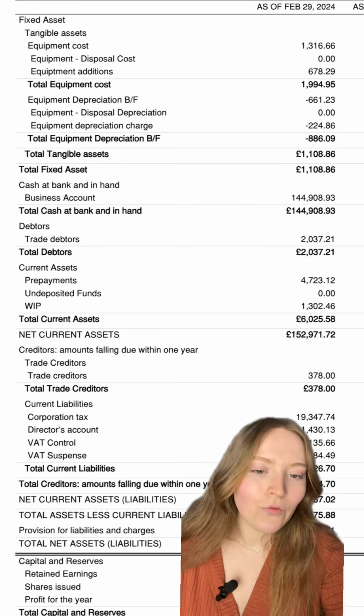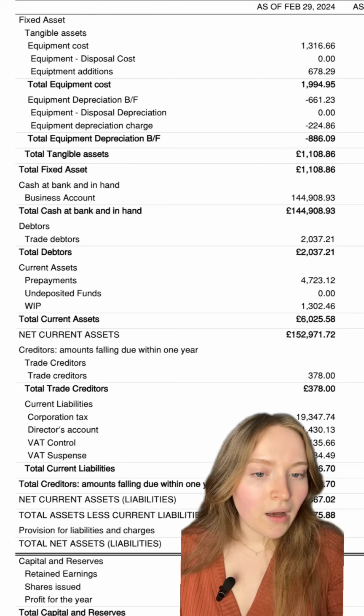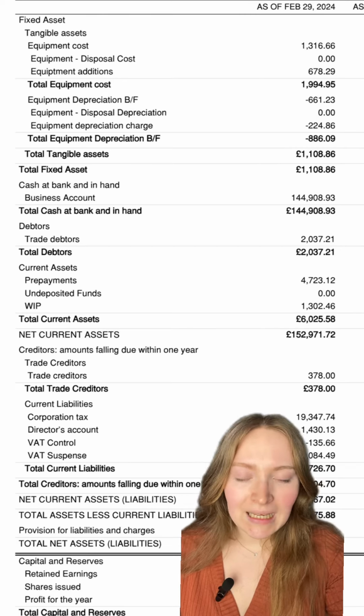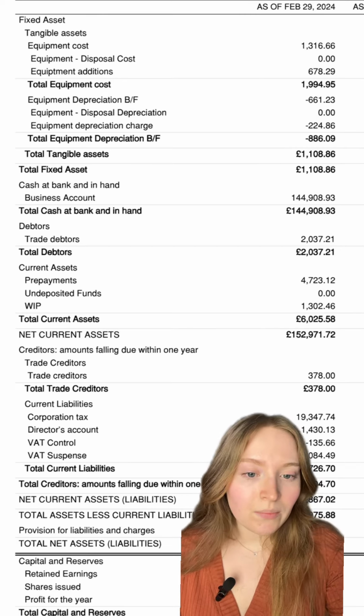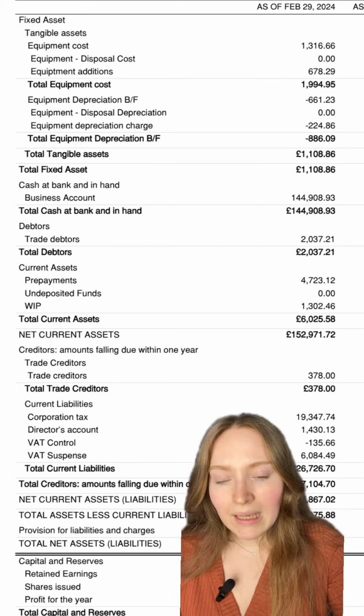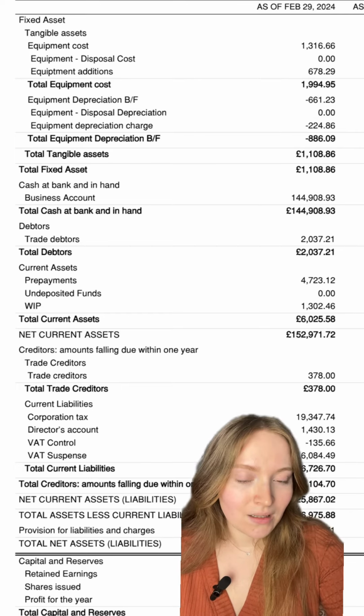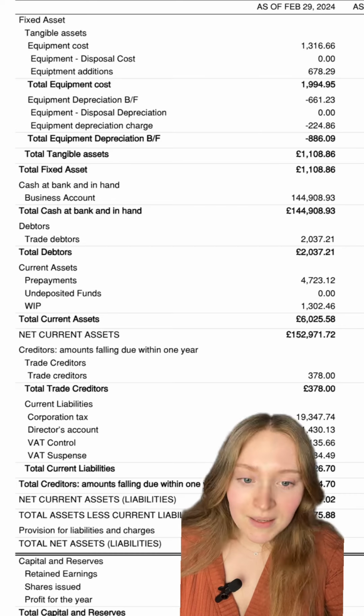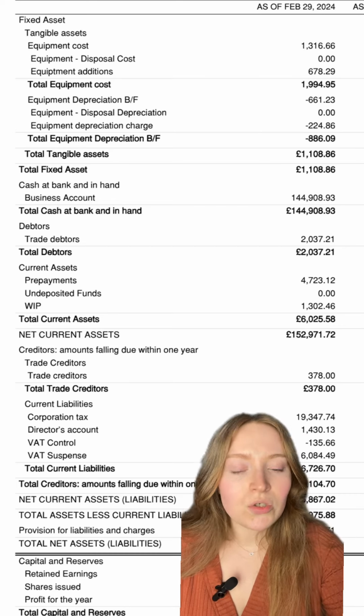Ideally, this account should always be positive because an overdrawn director's loan account can cause complications for the company and for the director. Another key part of current liabilities is VAT. A company usually has two separate VAT accounts, a VAT control account where all the input and output tax goes, and a VAT suspense account which shows the balance due to HMRC at this time.